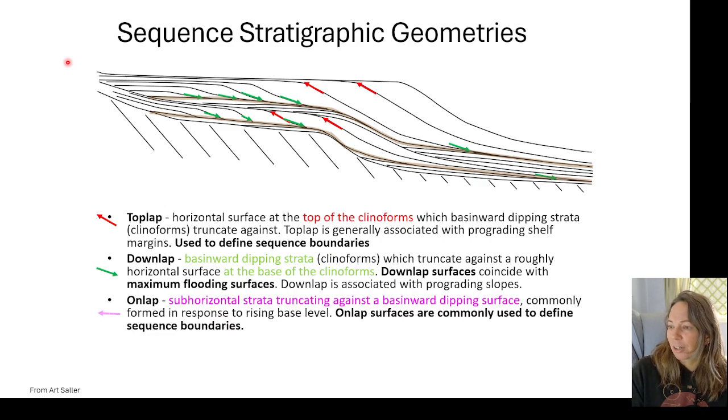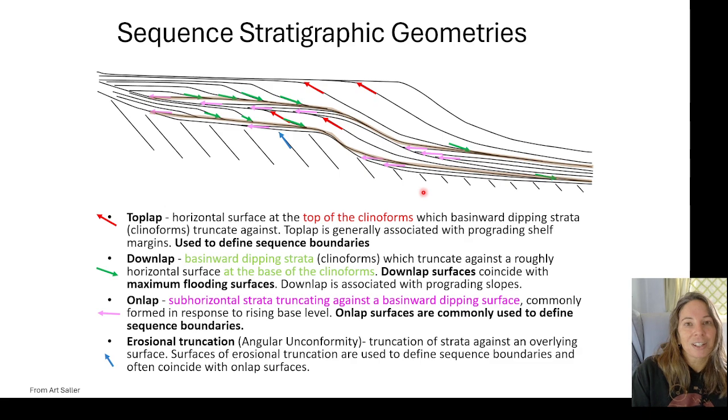We often also see onlap. And so here's some cases down further on the right-hand side. You can see the pink arrows. This is where you have some horizontal, subhorizontal strata that are terminating against a basinward dipping surface. So this is commonly formed, we often see them, when the sea level is starting to rise and build back up. And so these can be other things that can help you define sequence boundaries.